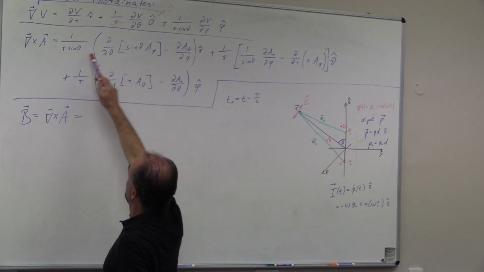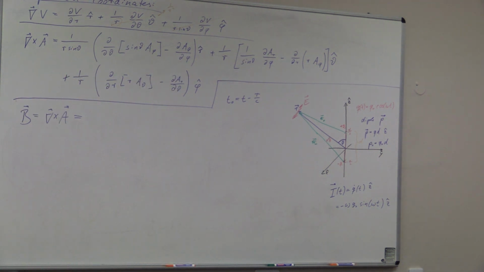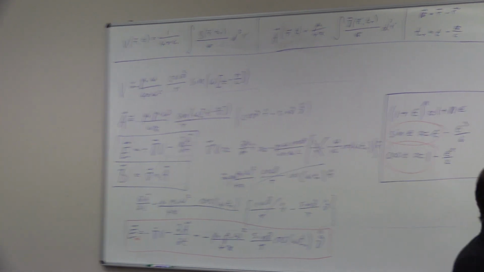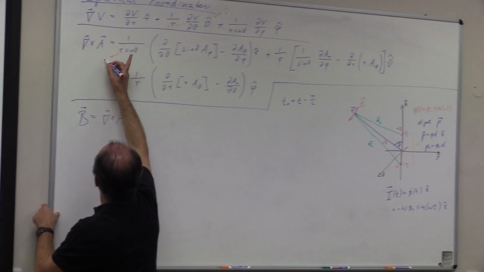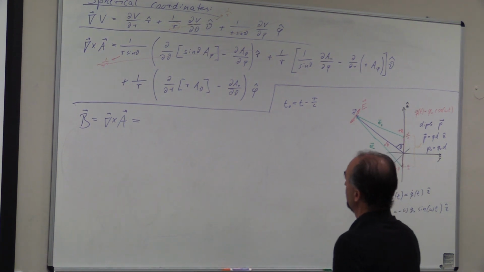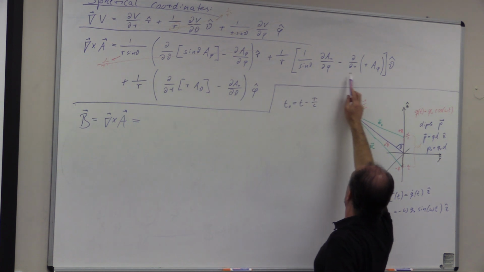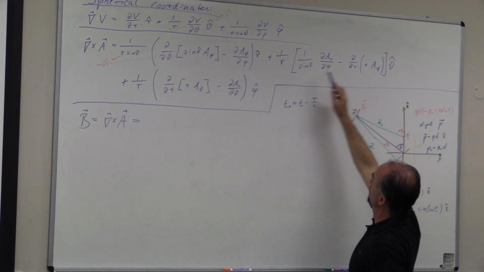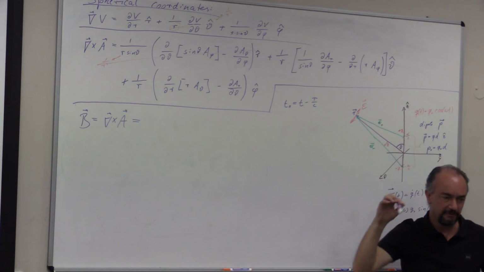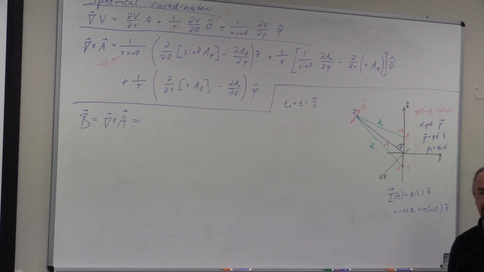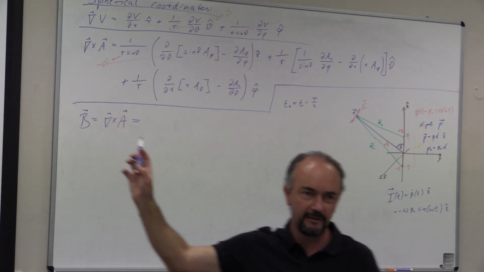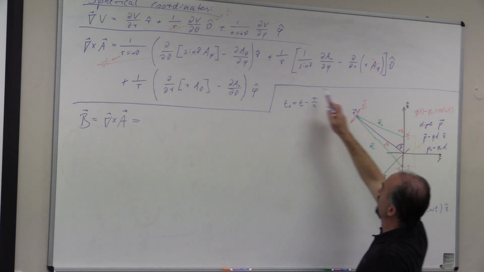First thing you notice: if we have another 1 over r here, A already has a 1 over r. So any term we have here will go as 1 over r squared, and that we don't want. Makes things very easy. There's another 1 over r here, but here's an r, so I can cancel that out. Take the derivative over r of A phi. But what is A phi? It's the phi component of A. There's none, because A only has components in r and theta, but nothing in phi. So this is zero anyway.